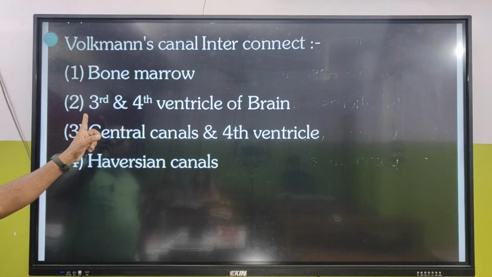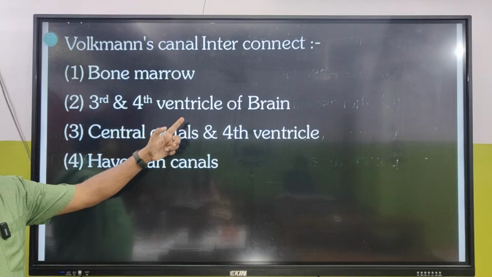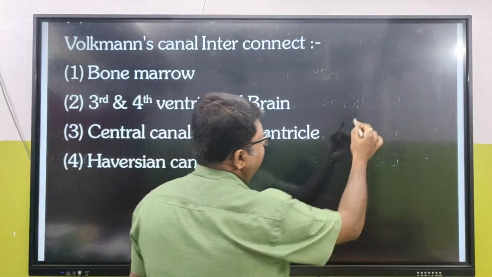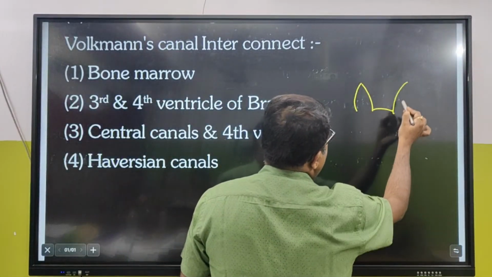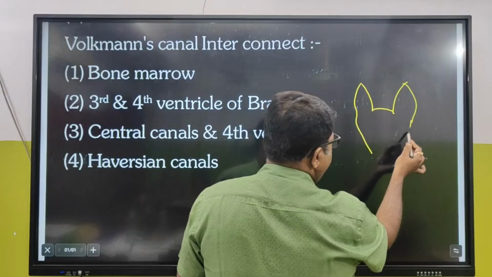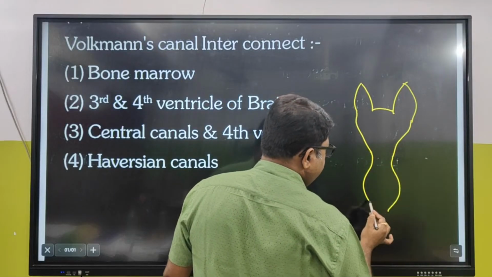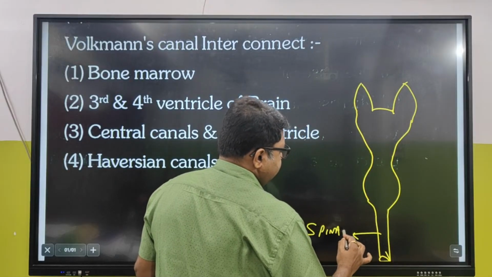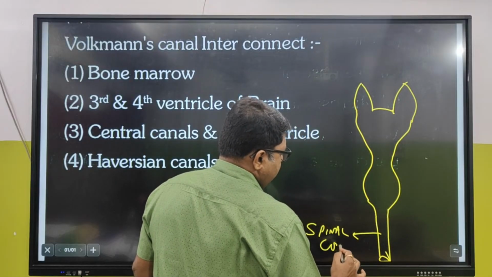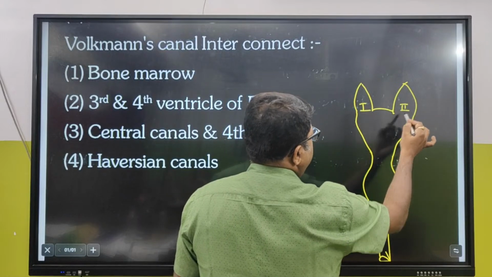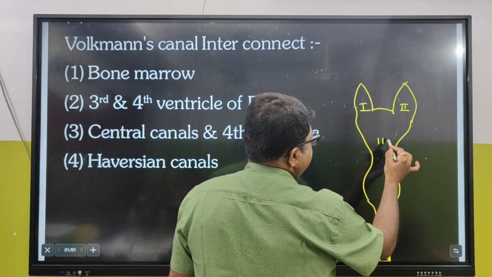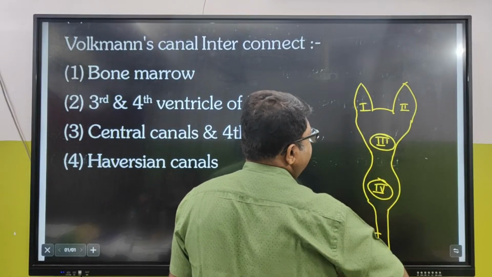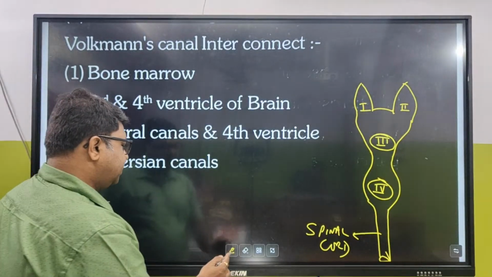Haversian canal, bone marrow, third and fourth ventricle. You know the ventricles of the brain? Tell me the name of the ventricles of the brain. Third and fourth ventricles of the brain. This is the spinal cord. There are four ventricles. This is 1, 2, this is 3, and this is the fourth ventricle. Do you remember it?